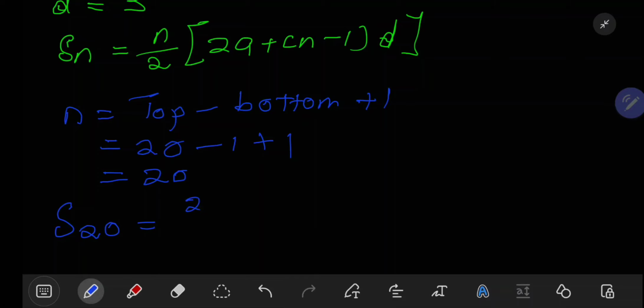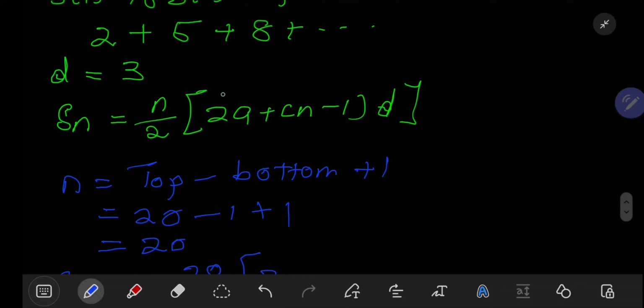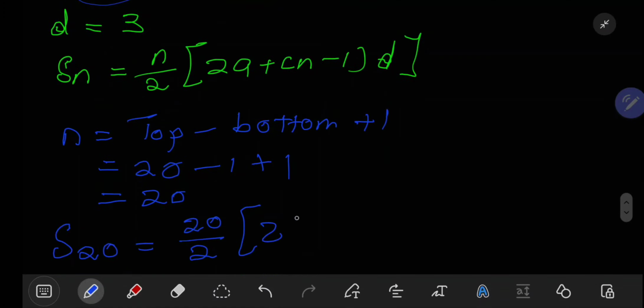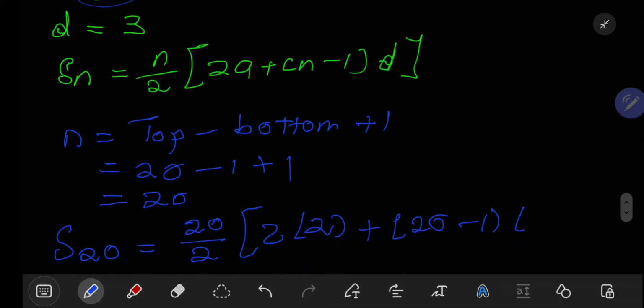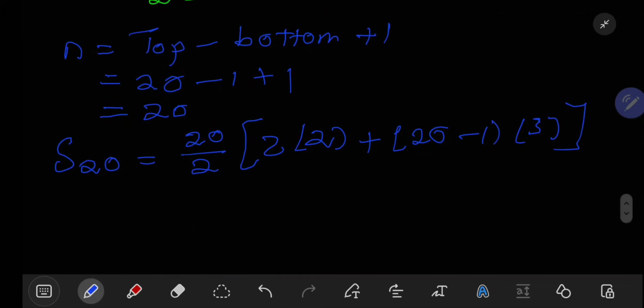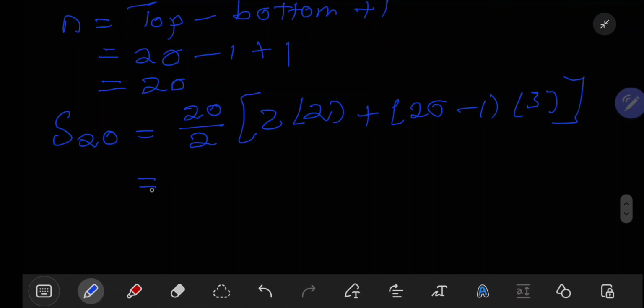Then we're going to say 20 divided by 2 into 2. Then the first term is 2. Then it means you're going to have 2 multiplied by 2. Then our n value is 20 minus 1. Our difference, or our d value, is 3. You can choose to simplify this, or you can punch your calculator straight to get the answer.